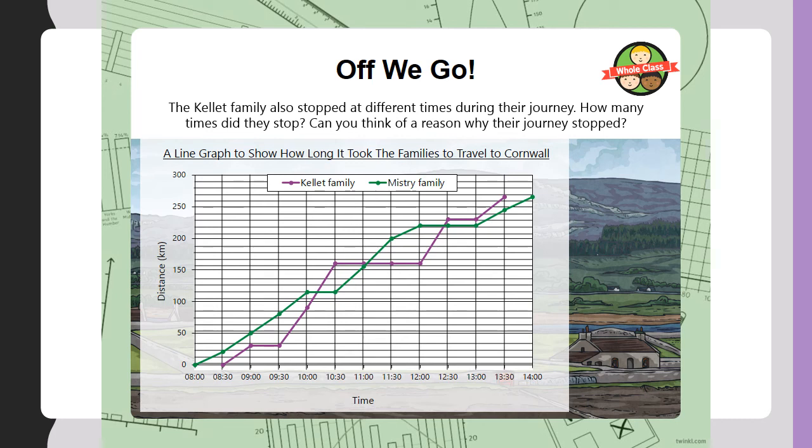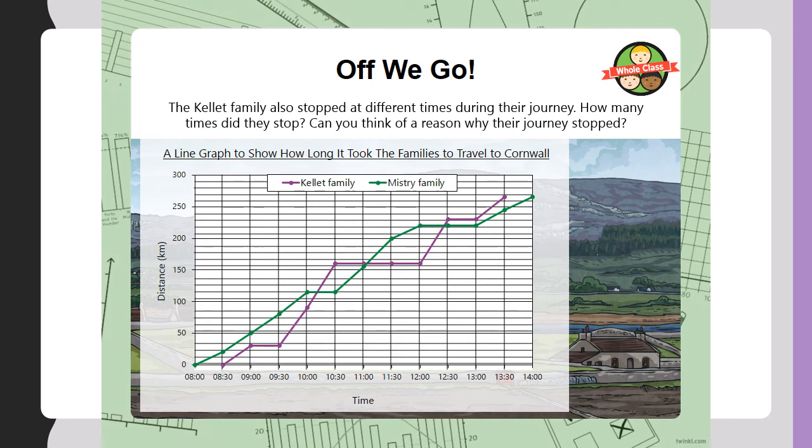The Kellett family also stopped at different times during their journey. How many times did they stop? Can you think of a reason why their journey stopped? So they were on the train. Why do you think they might have stopped? I mean, the train doesn't stop moving, surely. So why have they stopped? What could it be?